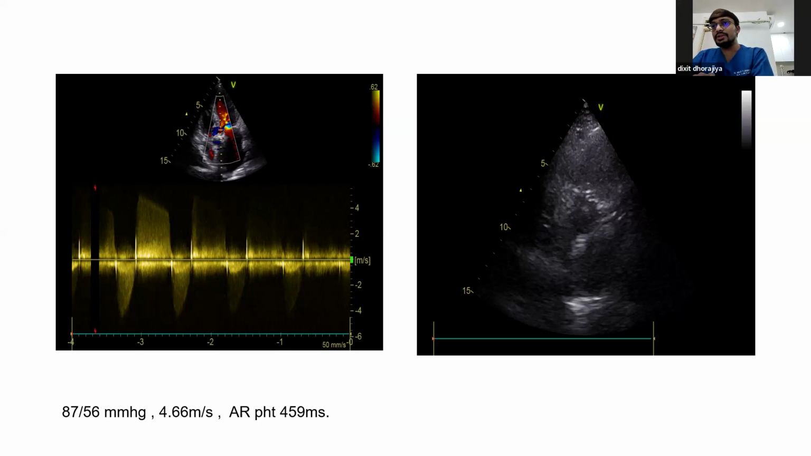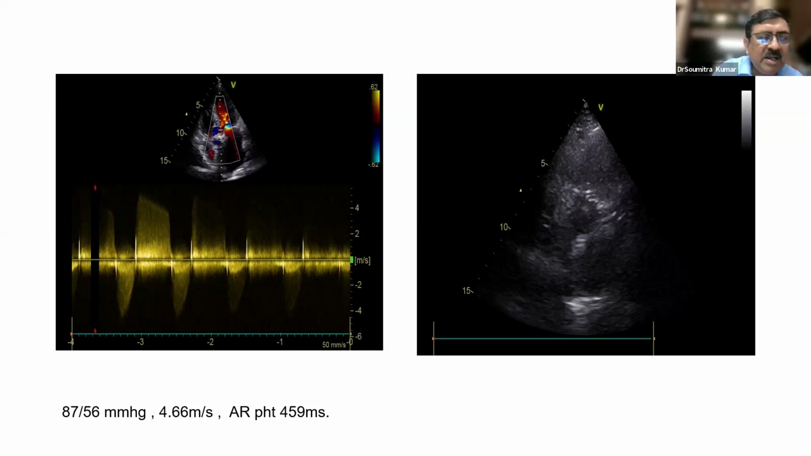For AR severity you have to look at the vena contracta and look at the retrograde flow, I mean, the reversal of flow in the descending thoracic aorta. Okay, other things. If you are able to do a PISA, you can look at the ERO, effective regurgitant orifice area. What are the cutoffs there, Dikshit? But PHT is the first measure.